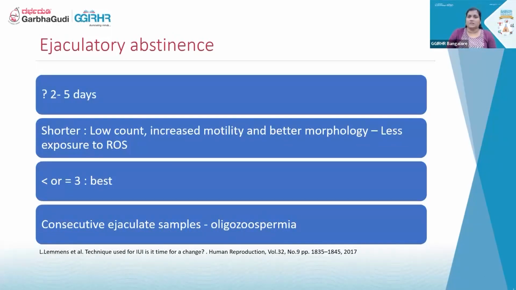Meanwhile, you can ask the patient to try naturally also at home. In special cases, like when the patient has a very low count, you can ask the patient to give 2 samples and process them together. That is called pooled sample processing. That also will help in patients with oligozoospermia.